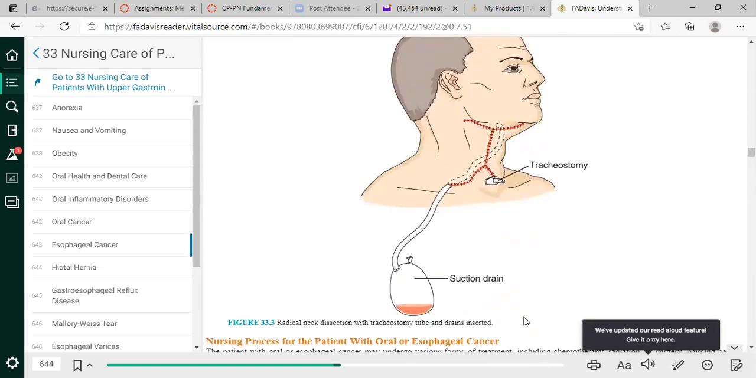And as you see, this patient had a suction drain. So this patient had to have some type of surgical procedure. And the reason they inserted a suction drain is because it's anticipated that fluid will actually accumulate in this particular area. So we're gonna put a drain in this area so it can drain all that fluid right on out.